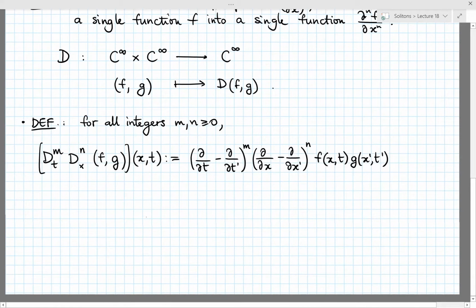So what we have so far on the right-hand side is a linear differential operator in the variables t, x and t prime, x prime, which acts on the product of two functions f of x and t and g of x prime t prime. But the result of this bilinear differential operator, D_t^m D_x^n applied on the pair of functions f and g, must be a function of x and t. And we achieve that by setting x prime equal to x and t prime equal to t after we have calculated these derivatives.